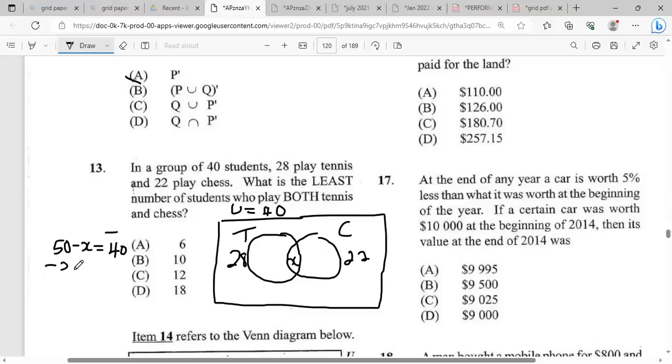My friend from Trinidad texts me and says she never understood this part because she never saw the negative x. So I'm going to make it clear now, all right? Instead of writing A intersect B or T intersect C, I'm just putting negative x, which is this portion. So hopefully that makes it clearer. So this works out to negative 10. So that means x is positive 10. That's the least number that can play both tennis and chess. So that would be 10. That's B.